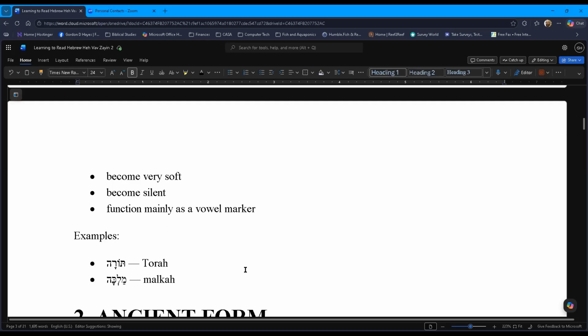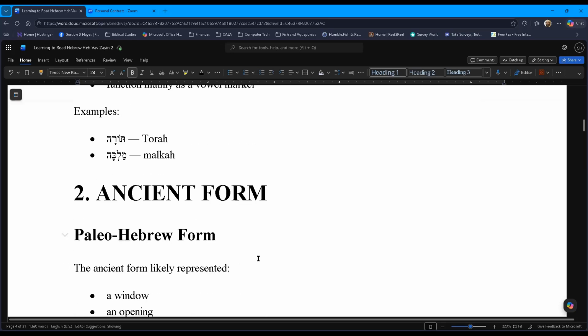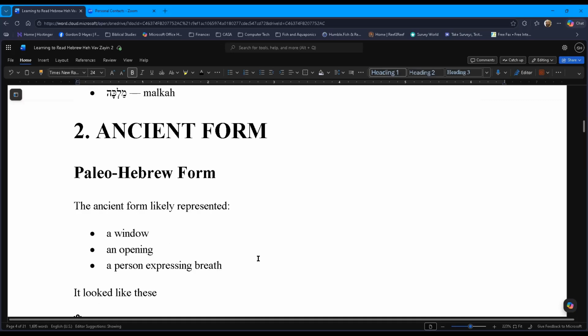The word Torah and the word Malkah. Torah, of course, we know what that is. And then the Malkah is queen. And in the ancient Paleo form, and again, I want to stress that Paleo Hebrew is not a separate language. It's what I consider similar to a font. It's a script that's used, and no matter what script it is in, it still has that H sound to it.